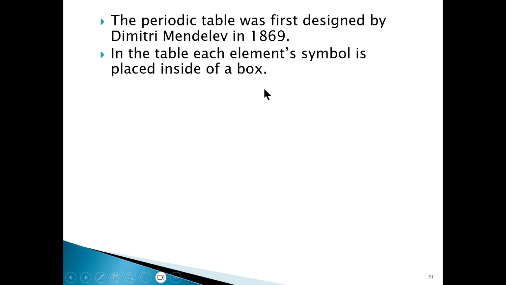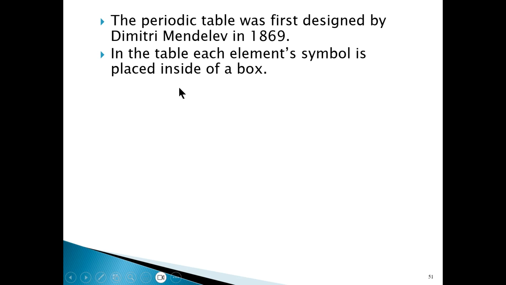And I won't go through exactly what he did, but basically he arranged the elements in terms of some certain properties that were known back then. And that table, of course, back then did not include all the elements that we know about now, because some elements were discovered since then. So the original table that Mendeleev came up with has undergone certain changes and modifications to end up with the current table that we have today.